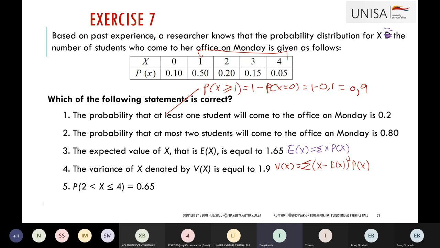Instead of adding all of the values, because it's the same thing as 0.5 plus 0.2, which gives us 0.7, plus 0.15 will give us 0.85, plus 0.05 will give us 0.9. Instead of doing it that way, the probability of X greater than or equal to 1 will be equal to 0.5 plus 0.2 plus 0.15 plus 0.05, which is the same as 0.9. We can take a shortcut and use the complement. Because there is only one value on this side, you can say it's 1 minus that one value.